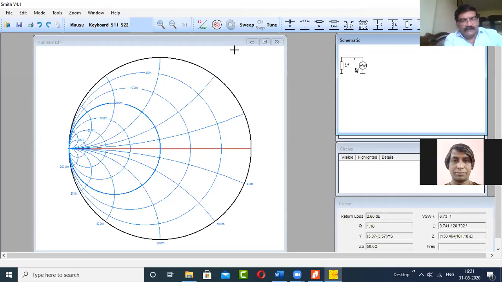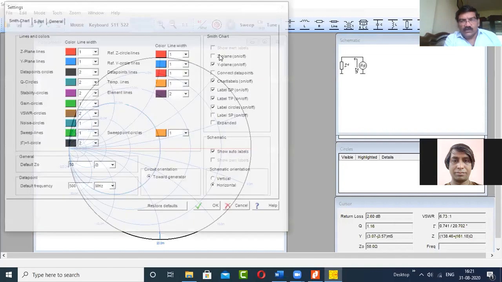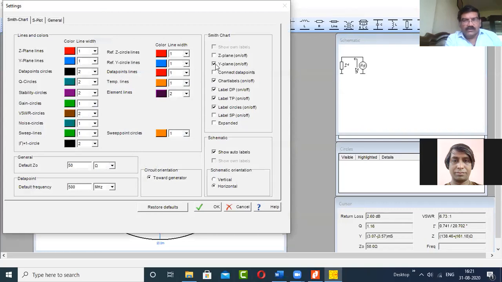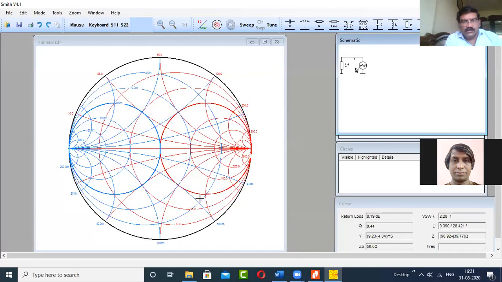Okay, so what you have to do is click on this setting button, and here you can set the Z plane, Y plane, or ZY plane. One by one I will show you. Suppose you are going to work with the Z chart only. So here this is the Z chart. You choose the values which you are plotting, impedance or admittance.